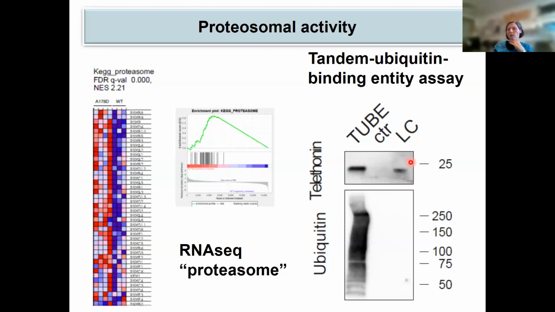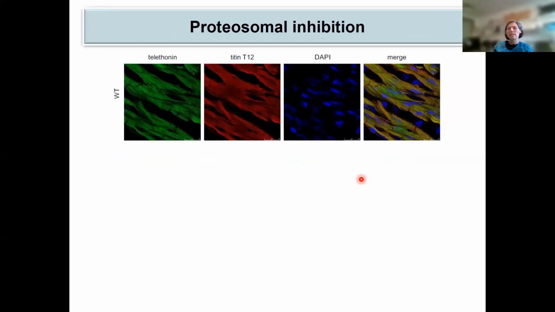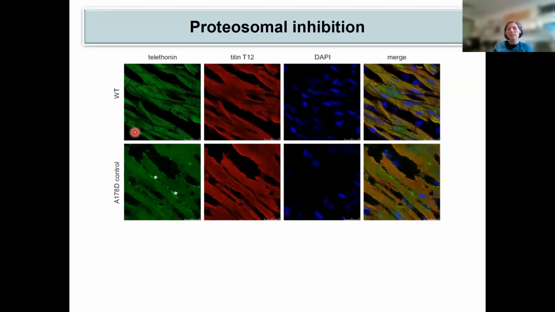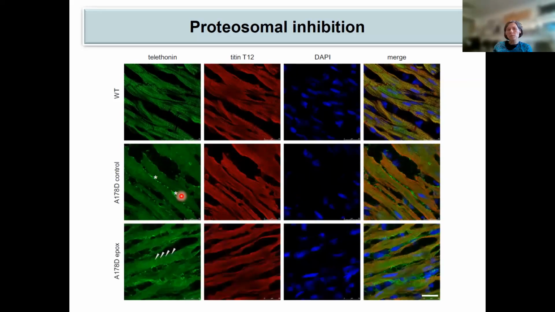And indeed, we could find confirmation that telethonin is ubiquitinated. And another experiment could show that the proteasome is responsible for degrading telethonin in the mice. And this is shown here. So wild-type mice have nice telethonin striation in the heart. In the mutant mice, you lose the striation. But if you treat the mutant mice with a proteasomal inhibitor, here using epoxomicin, you do increase the protein levels again of telethonin, and you do get some striation back.